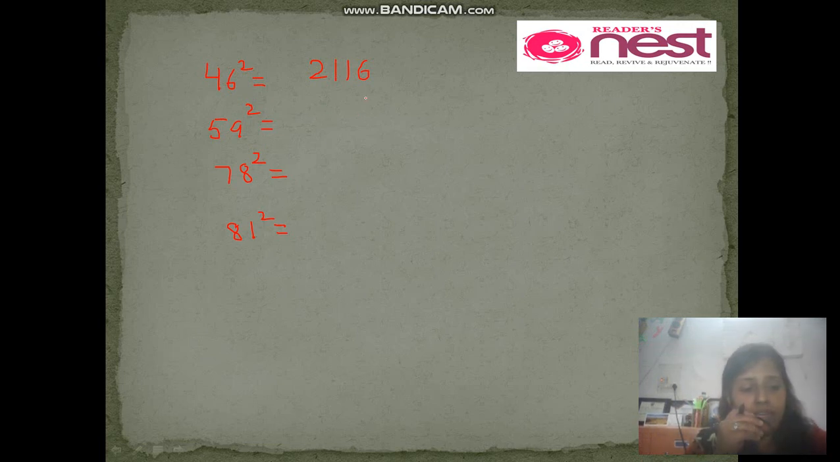And the square of 59. Can you solve it with me? The square of 59 is 3481. I have done it mentally. Next, the square of 78 is 6084. And the last but not the least, 81 square is 6561.